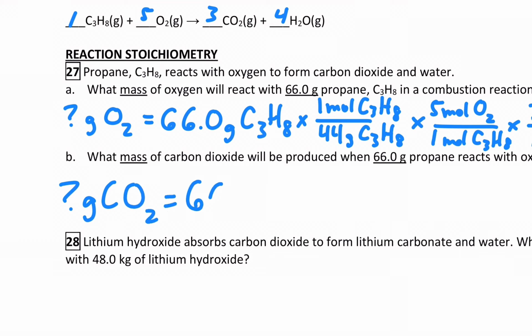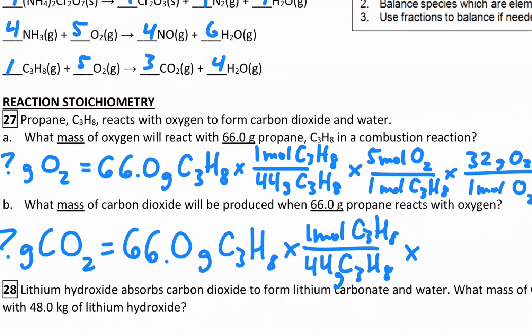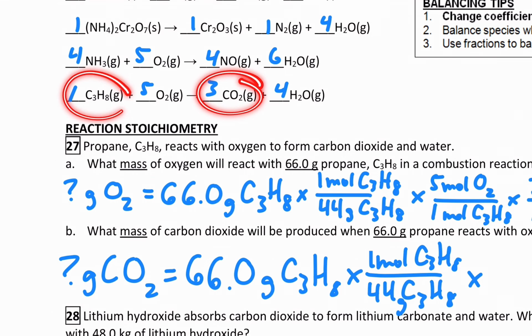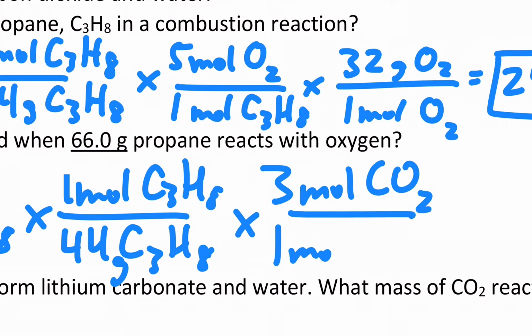So the beginning of my dimensional analysis is going to be exactly the same, 66 grams of C3H8. I'm still going to convert it into moles. There's 1 mole of C3H8 per 44 grams. That's just from adding up 3 carbons and 8 hydrogens. But now I want to get into my mole ratio of CO2. There's 3 CO2s for every 1 propane. So this becomes 3 moles of CO2 for every 1 mole of propane.